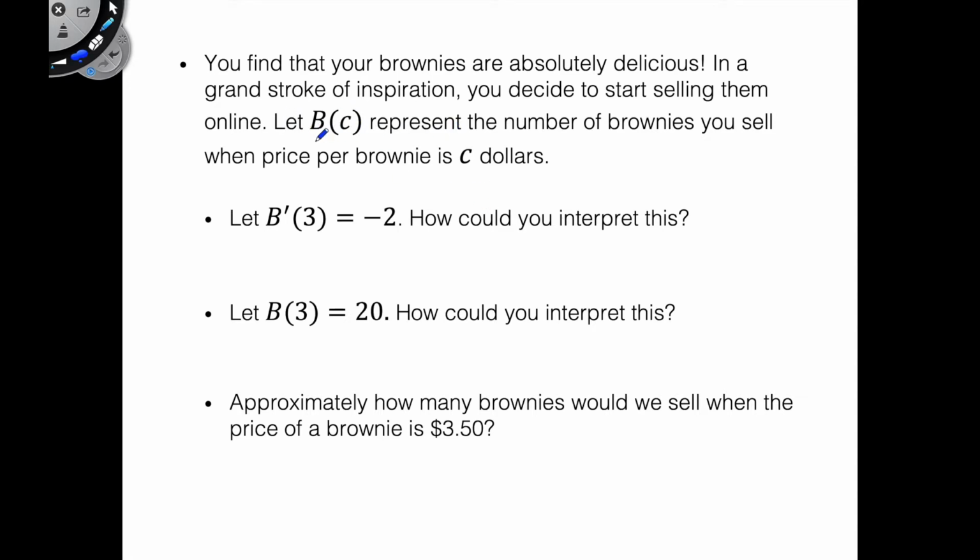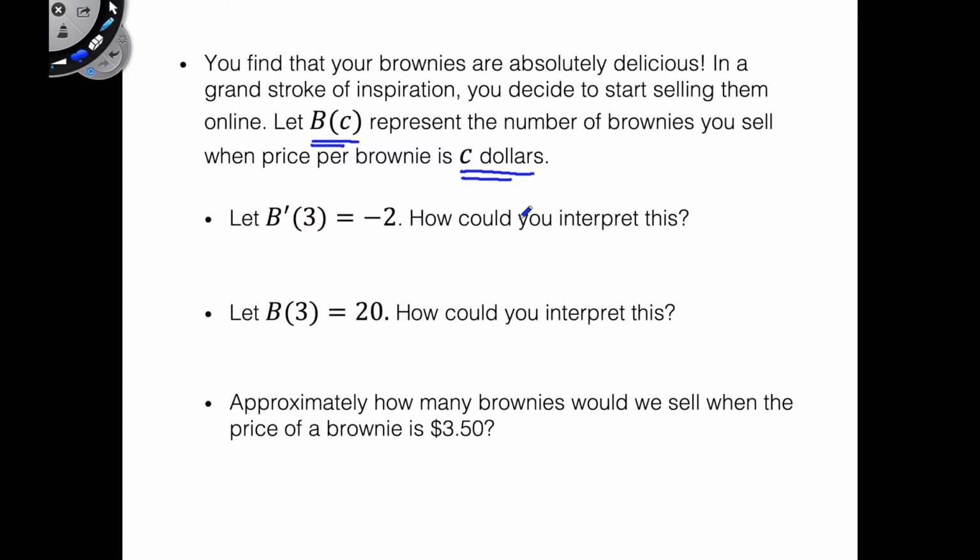Let's talk about the question at hand, though. So we've now defined this function b of c to represent the number of brownies we sell when the price is c dollars, right? So this question is very familiar. It's very similar to the one we talked about in the previous video with the robots, right? Okay, so now let b prime of 3 equals minus 2. How could we interpret this?